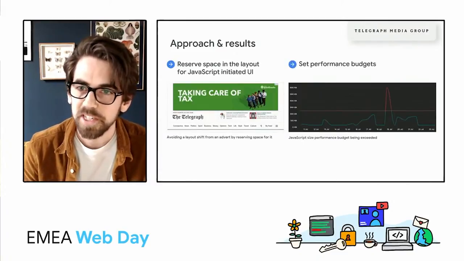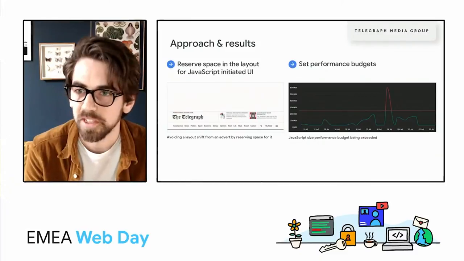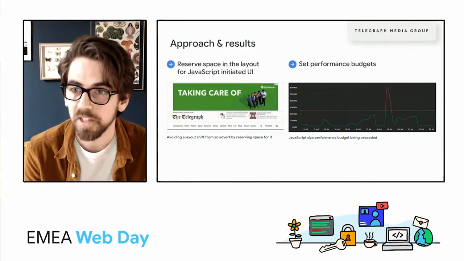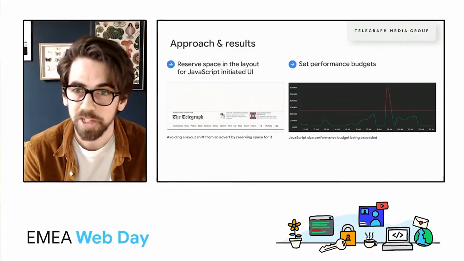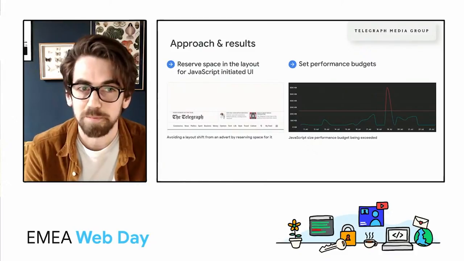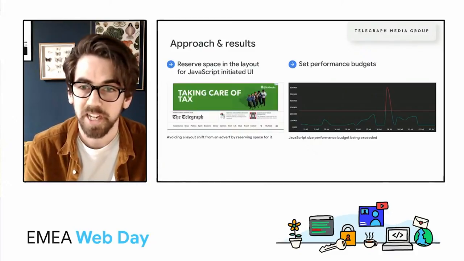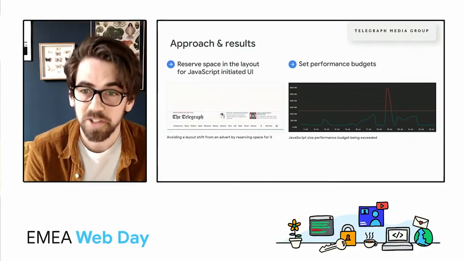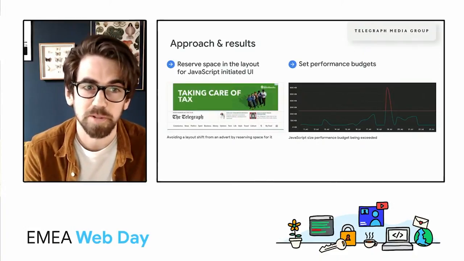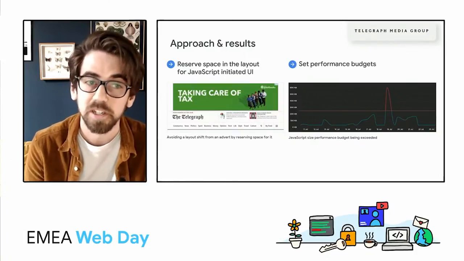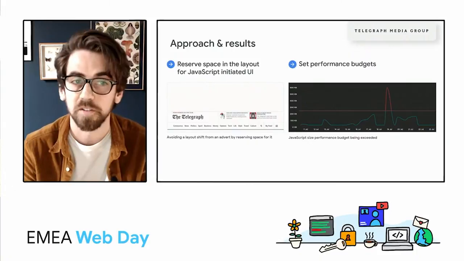So reserving space in the layout for JavaScript initiated UI. Anything that's going to load on the client side after the initial paint, we try to reserve space for. An example of that is the ad slot above the header. We know there's going to be an ad loaded there, and we will reserve space based on the average size. We're also doing some work at the moment, if the ad is smaller, to center it in the space that we've reserved for it, to stop the layout from shifting after it's come in client side.